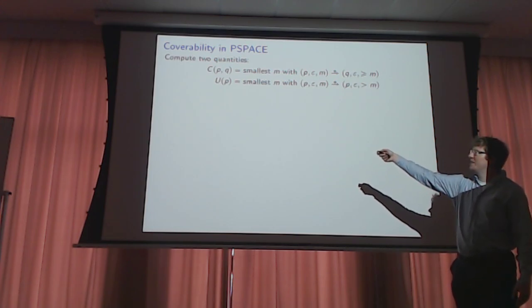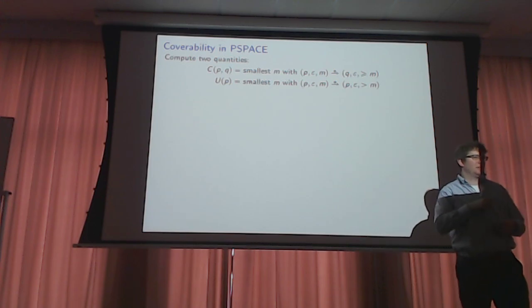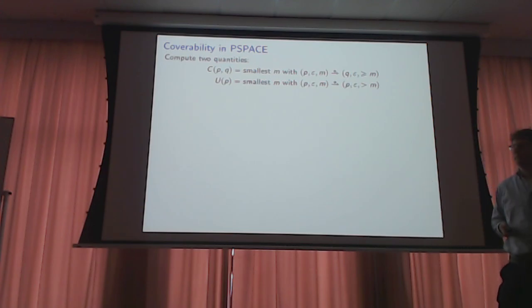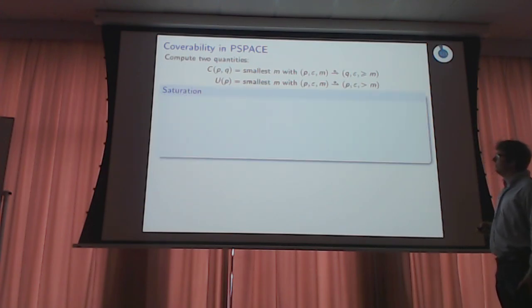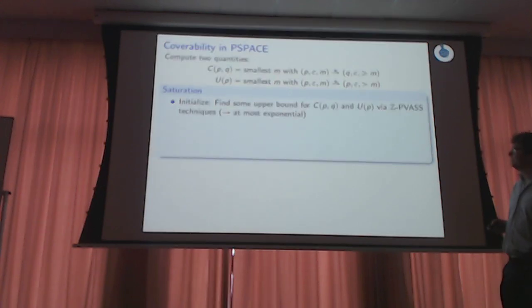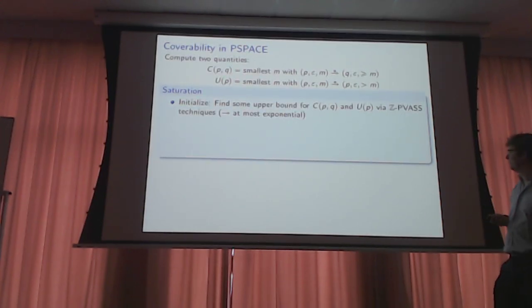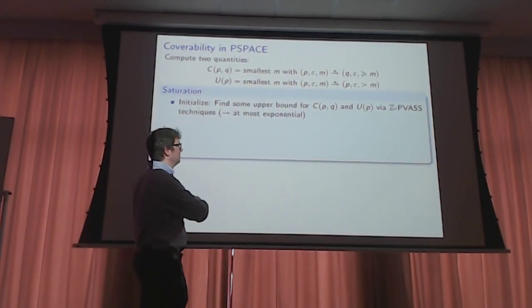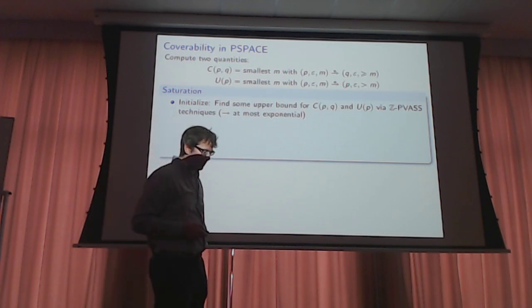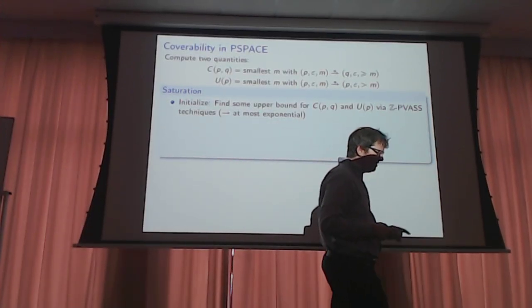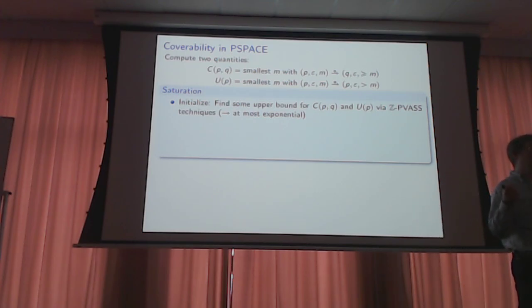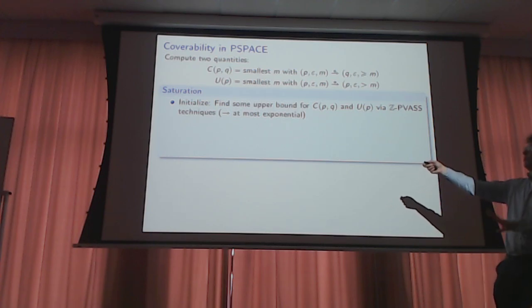Because if you're above that bound, then you know you can go anywhere, right? Because you can first make it as large as you need and then go where you want to go. And then the algorithm does the following. First, it finds some upper bounds for these values. And that's easy. You can just do ZP-VAS techniques, right? You know that in a PZ-VAS, if there is a run between any two states, there is one of at most exponential length. You take any word in the context-free language, it's at most exponential length. So you can compute some upper bounds.